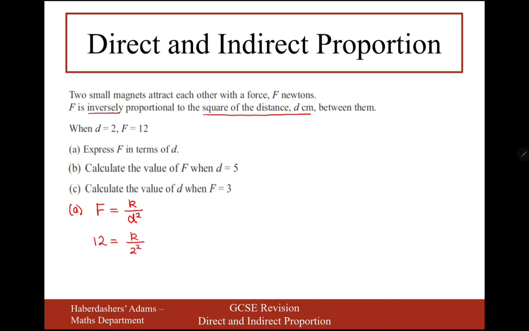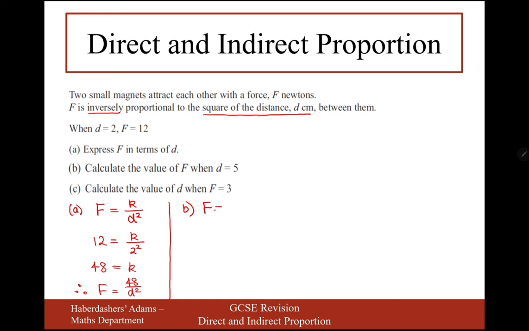We know that 2 squared is 4. Multiply that to the other side and I get 48 equals k. So therefore the formula is F equals 48 over D squared. Lovely, there we are. That's the answer to part A. Work out the value of F when D is 5, no problemo.